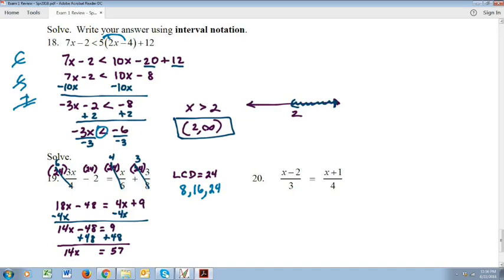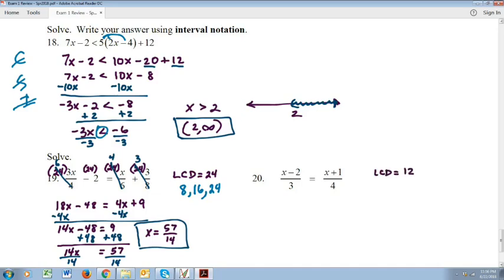Not the best of numbers. It looks like we're not going to have a real nice answer here. Divide by 14 on each side, and you get 57 over 14. And that doesn't reduce. All right, let's move on to number 20.